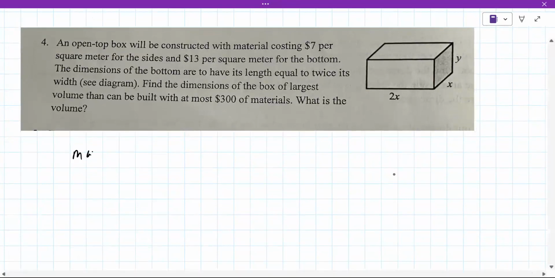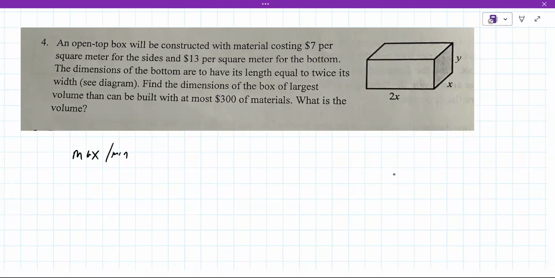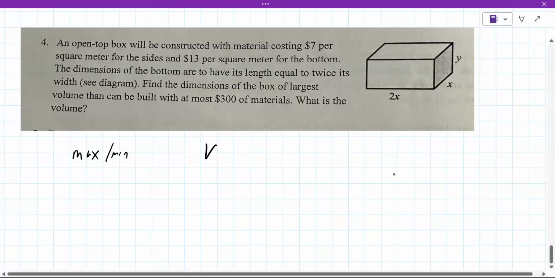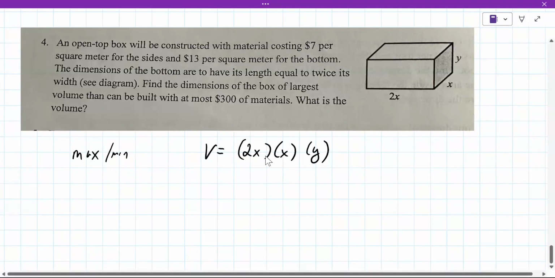So one of the things I didn't really emphasize is there's always a maximization or minimization thing, and a constraint. And then there's also kind of like a volume or an area. This one, we're trying to maximize the volume. So the volume is 2x times x times y, length times width times height. Is that clear? Yeah. 2x. All right. That's the thing we're going to end up graphing. So if we're trying to min-max that, we want to get the largest volume. We're trying to maximize it.